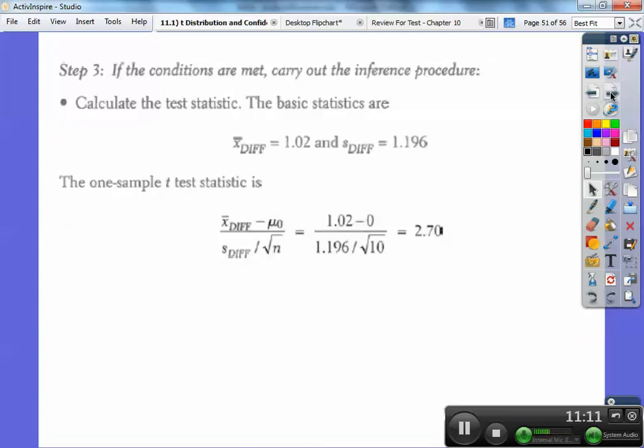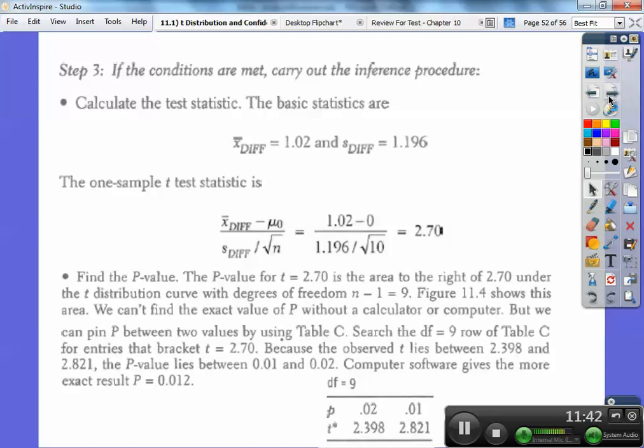So here we go. Plug all those numbers in and calculate the test statistic. The sample mean was 1.02, so we plug that into our calculator: the sample mean minus 0, divided by the standard deviation, which we got from a one-variable statistics calculation. We got both these numbers right here from one-variable statistics, divided by the square root of 10. It got me 2.70.